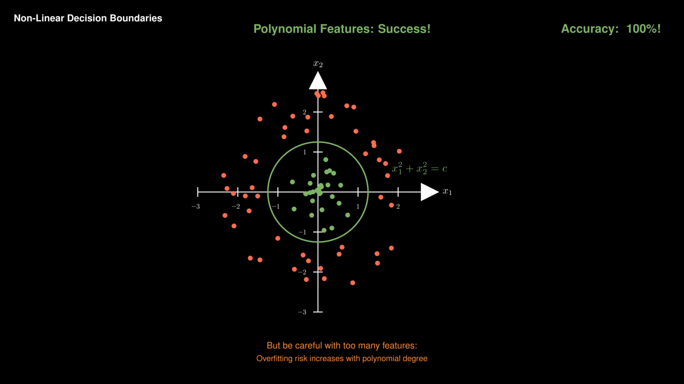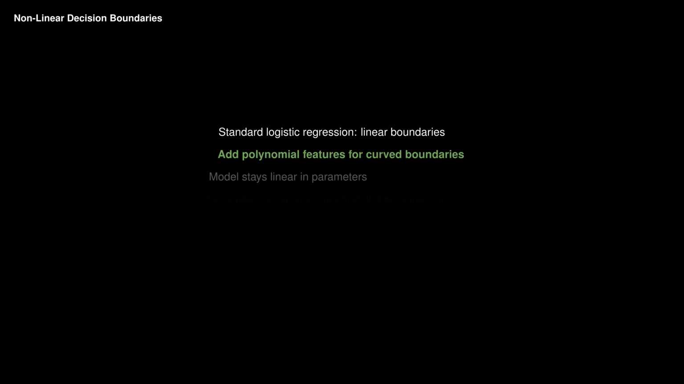Add cubic features, quartic features. The boundary can become even more complex, but be careful. More features means more risk of overfitting. A model with too many polynomial features will memorize the training data and fail on new data. We will see how regularization helps with this shortly. The principle is general. If you suspect a non-linear boundary, engineer appropriate features. Domain knowledge helps here. If you know the boundary might be circular, add squared terms.